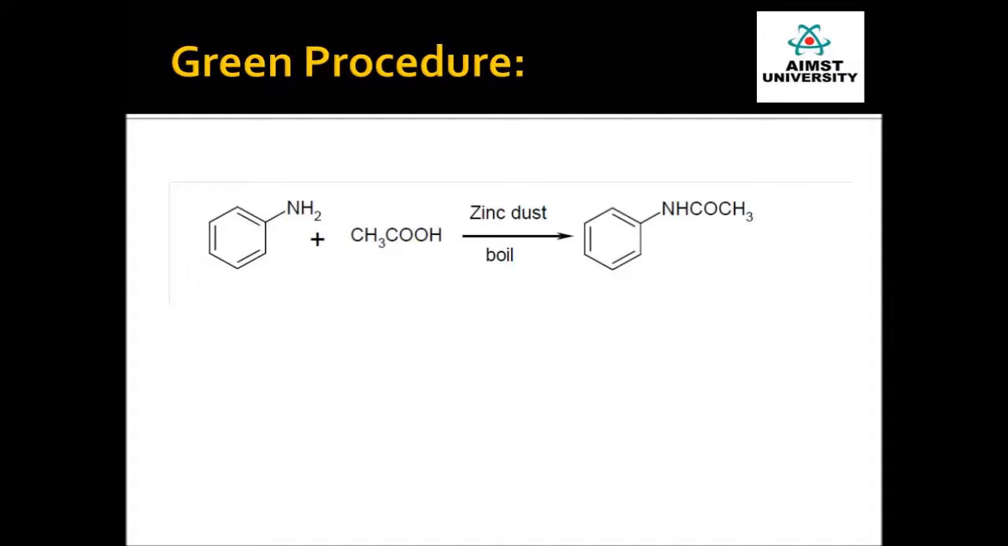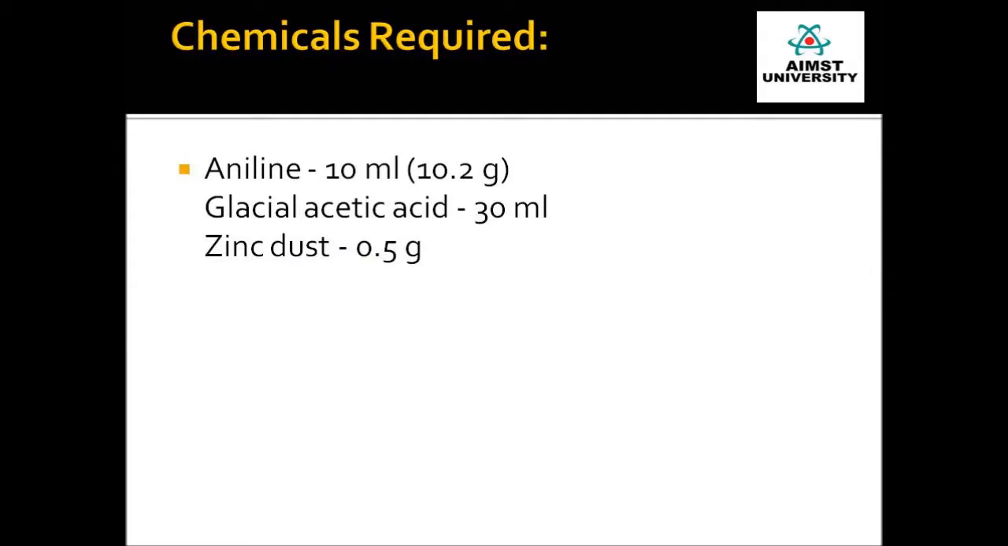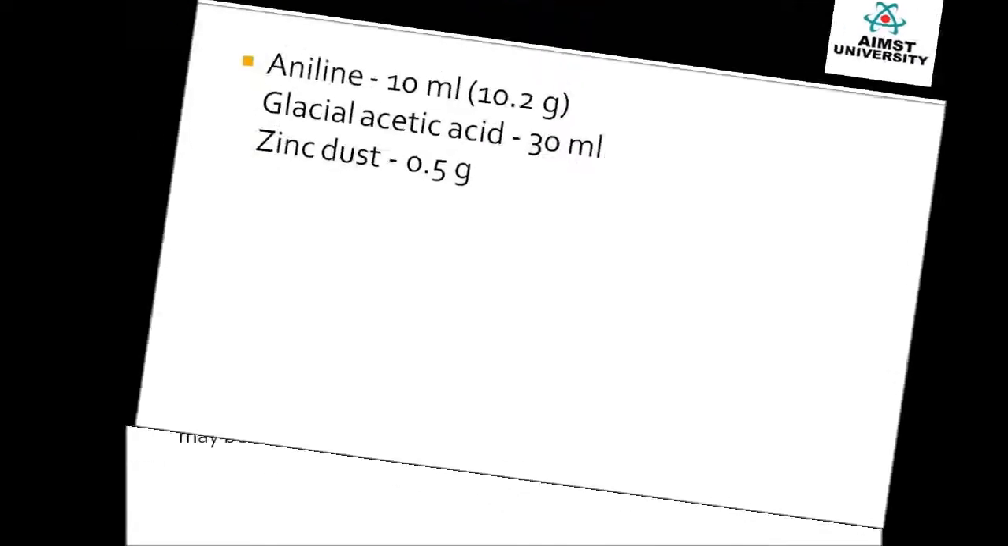Now we have entered into the green procedure. In this procedure, we are going to synthesize the same acetanilide but by a different method. We are going to use the same starting materials, aniline and acetic acid, but in the presence of zinc dust and boiling. The basic chemicals required are aniline, glacial acetic acid and zinc dust. Aniline we take 10 ml, glacial acetic acid we take 30 ml and zinc dust we take 0.5 grams. We can start our experiment using these three materials.